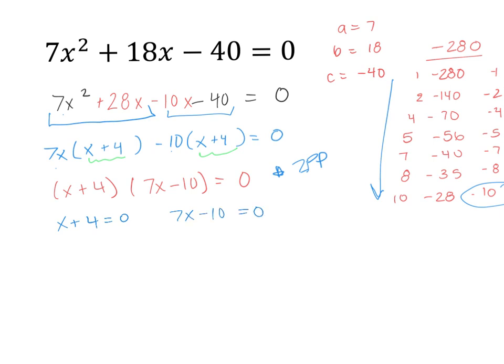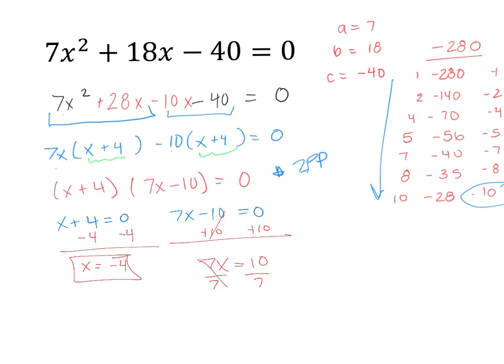All right? So I'm going to go ahead and subtract 4 from both sides. Okay? And this answer is x equals negative 4. Now I need to go ahead and solve the other side. I'm going to add 10 to both sides. My 10s will cancel out. 7x equals a positive 10. And then go ahead and divide each side by 7. My 7s will cancel out. And your other solution is x equals 10 over 7.